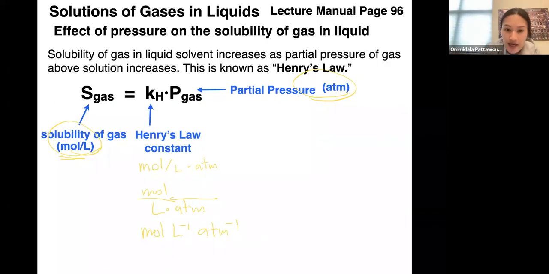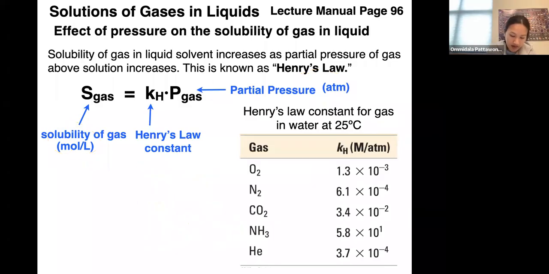Now let's take a look at an example of Henry's law. Henry's law constant depends on the gas. Here is the list of Henry's law constants at 25 degrees Celsius. The reason we need to emphasize the temperature is that temperature has an effect on the solubility of gas. That's why we need to specify the temperature, because if it's not 25, then all of these values would not apply.